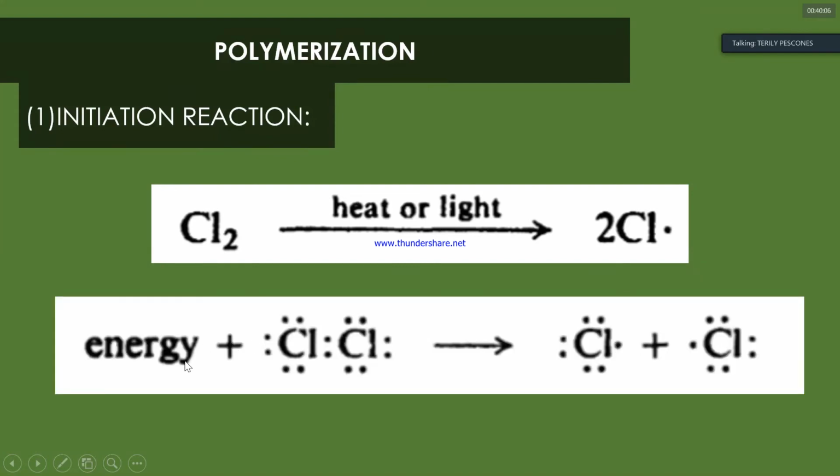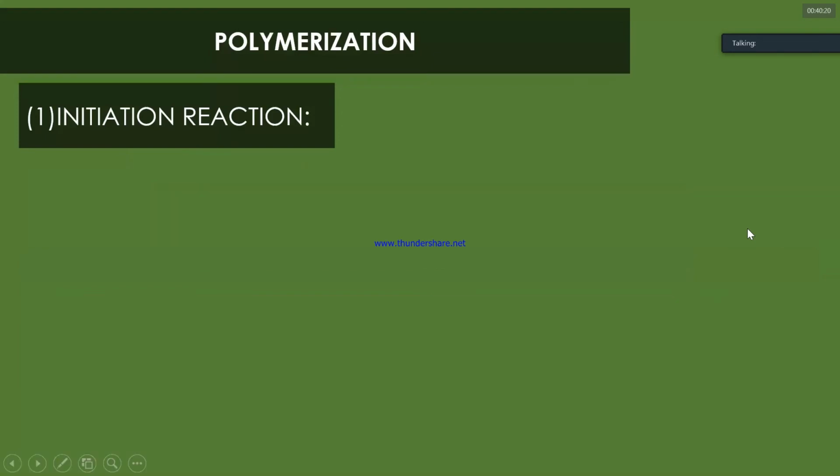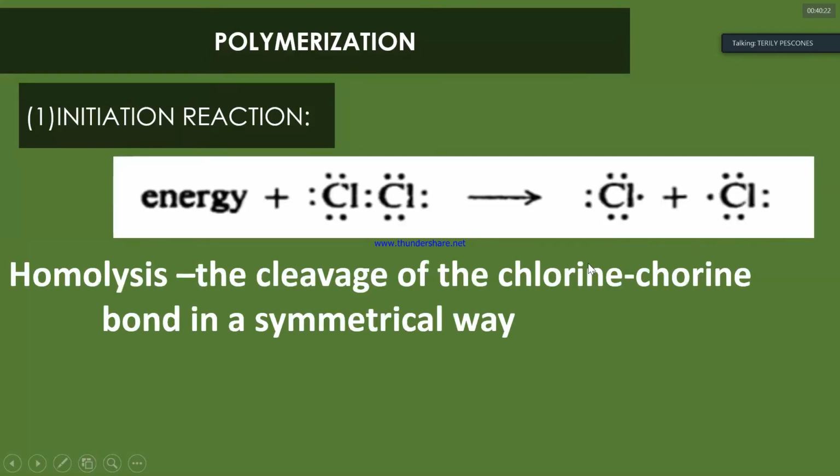So, with the presence of energy, either in the form of heat or light, these 2 chlorine atoms will separate into these 2 kinds of atoms. Chlorine. So, ano ang importante dito sa paghiwalay? Okay, nung naghiwalay sila, ang tawag dyan ay homolysis, the cleavage of the chlorine-chlorine bond in a symmetrical way. So naghiwalay, producing similar atoms.